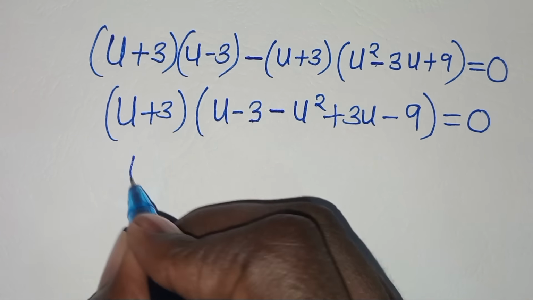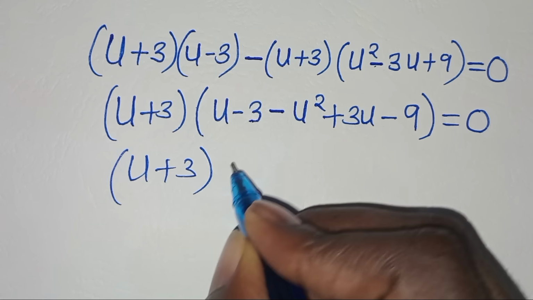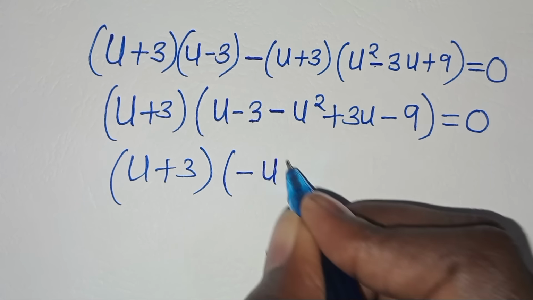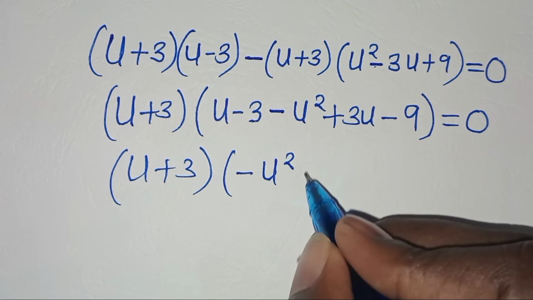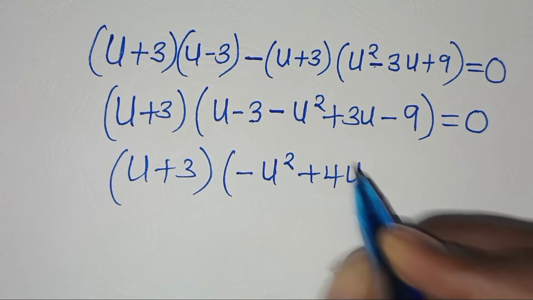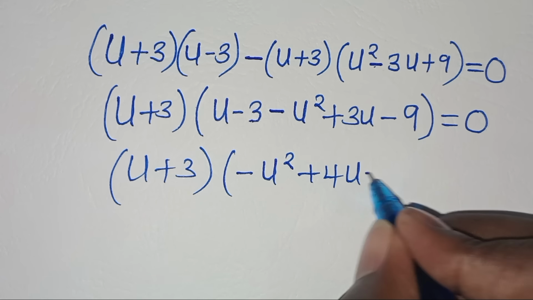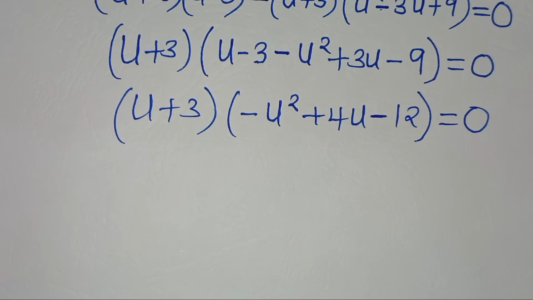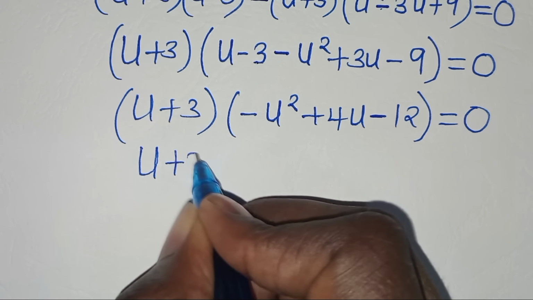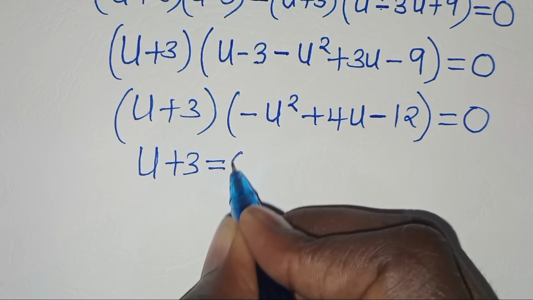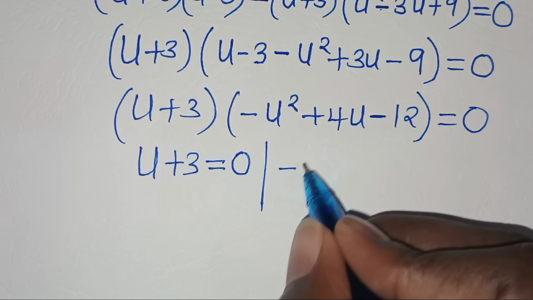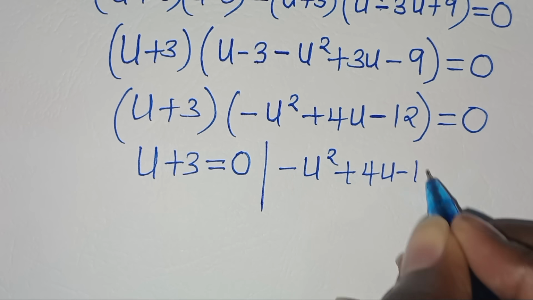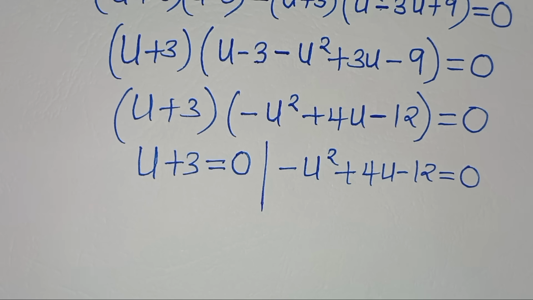So this is u plus 3. Now, here we can express this as negative u squared, plus 3u, this is plus 4u, then negative 3 minus 9, this is negative 12, close parentheses, this is equal to 0. So we have u plus 3. Now this is equal to 0. Then we have negative u to the power of 2 plus 4u, subtract 12, this is equal to 0.